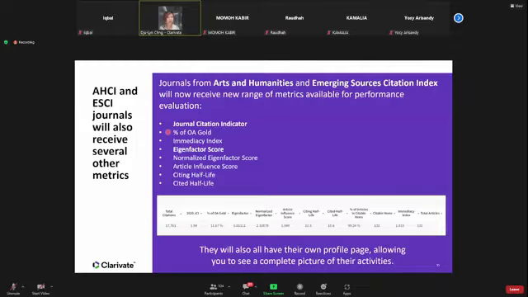Now, percentage of open access gold, this indicator would tell you whether the journal is full open access or only some content is open access. Right?